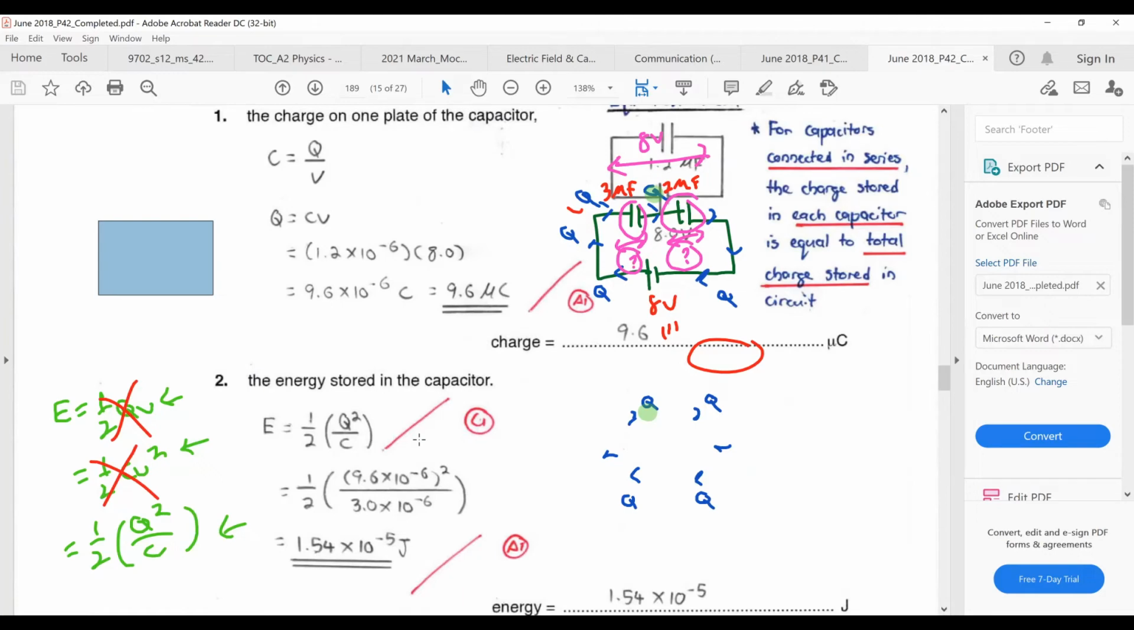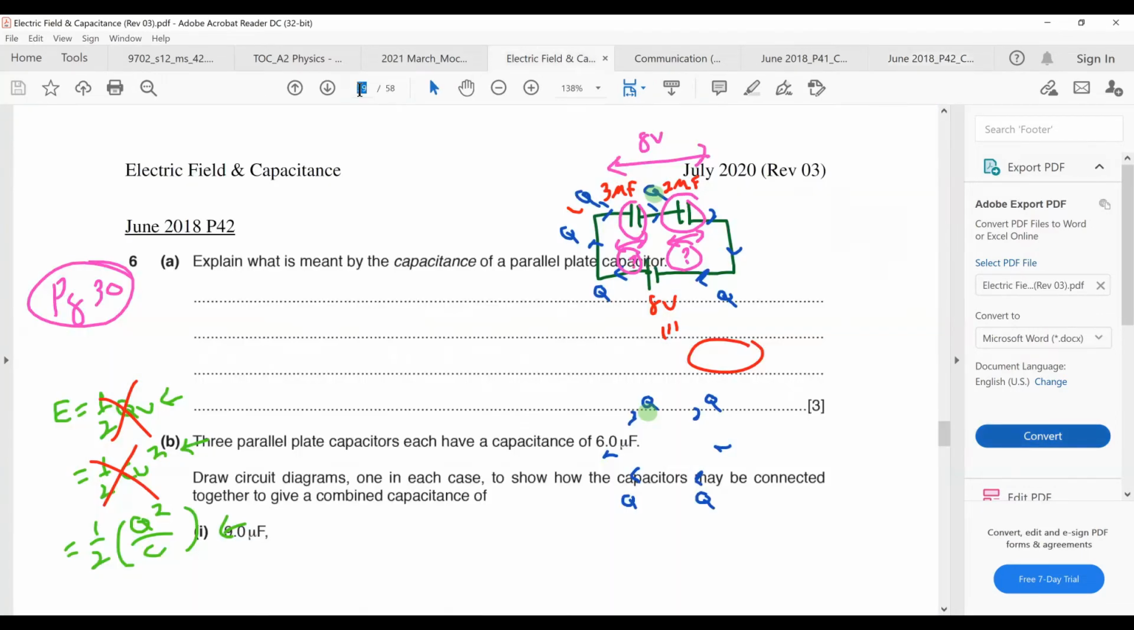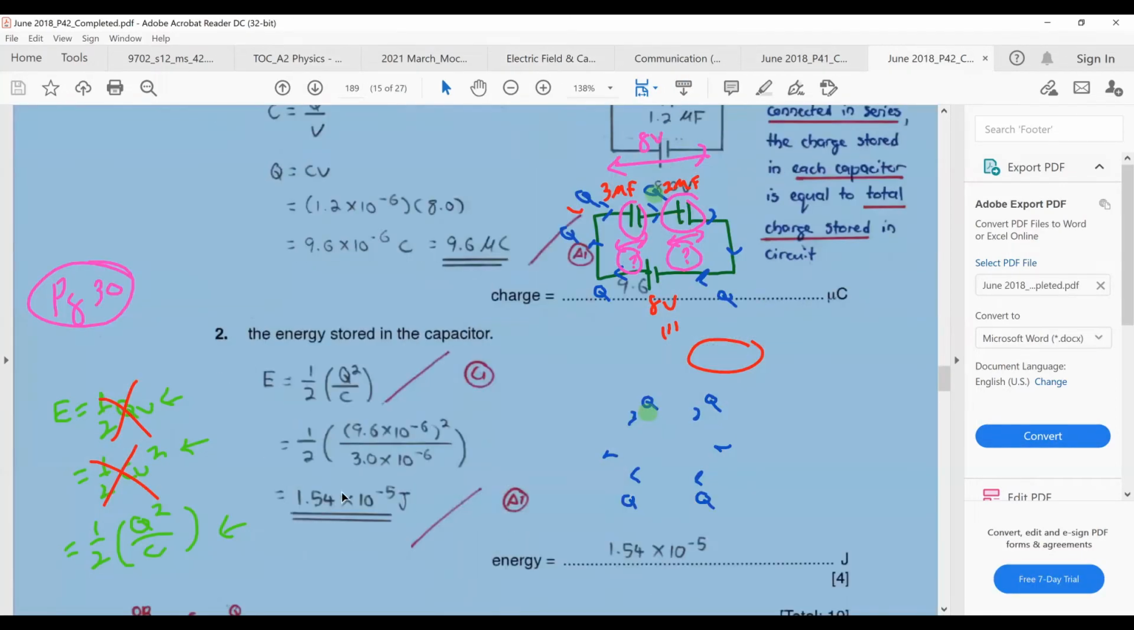Okay? So if you're okay with that, then you go to the last one before I go to communication. The last one for you is page 30. This one is a bit difficult. Right, so just now for that question, make sure you get your answer as 1.54 times 10 power minus 5 joules. If you're okay with that, then you can move on to page 30.